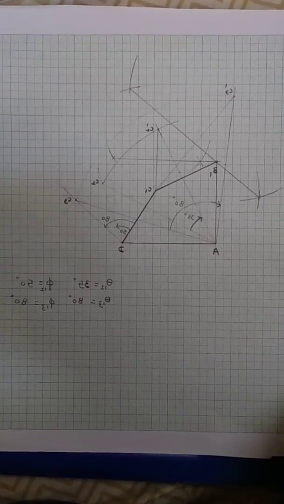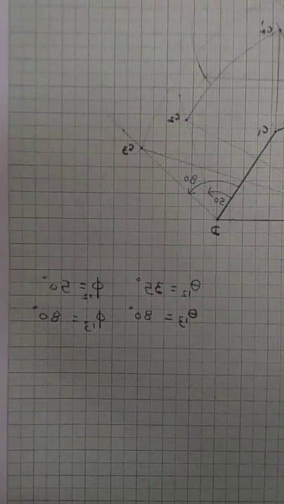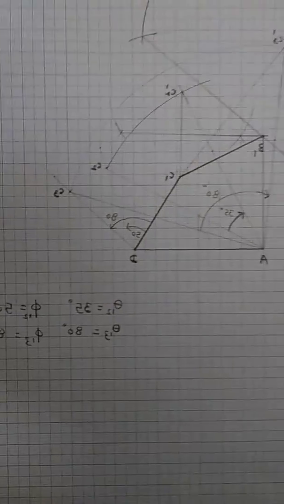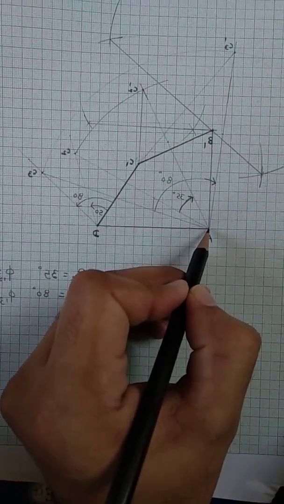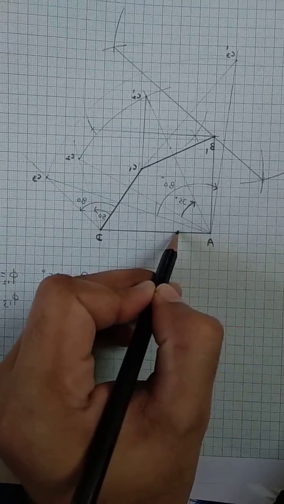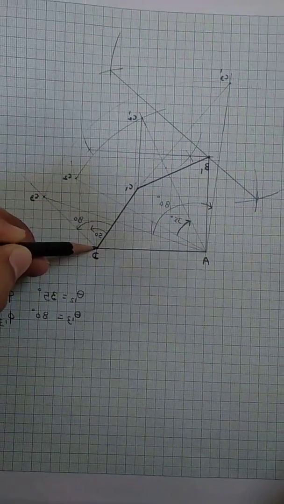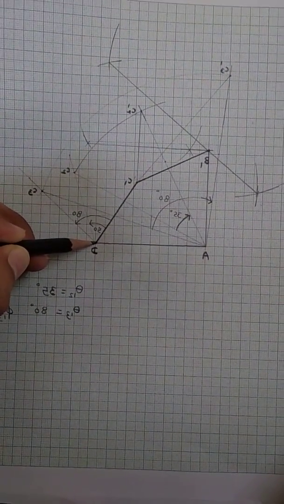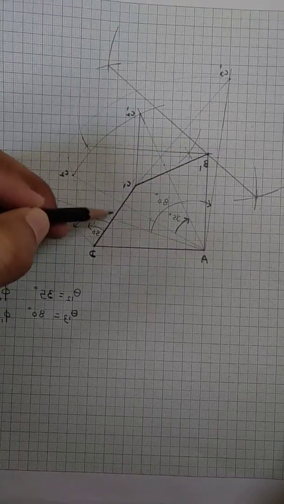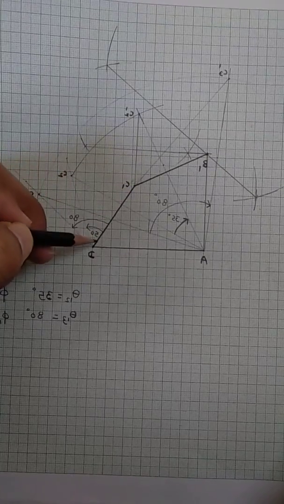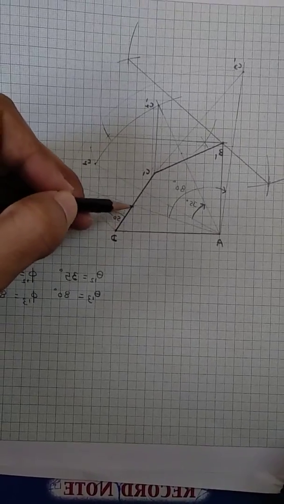Okay, so we need to draw a 4-bar link mechanism, and for that you can see conditions are given. First, we will draw a straight line AD of any arbitrary length that you want, and from D you need to again draw a straight line DC. This length again can be any arbitrary value depending upon the type of mechanism you want.